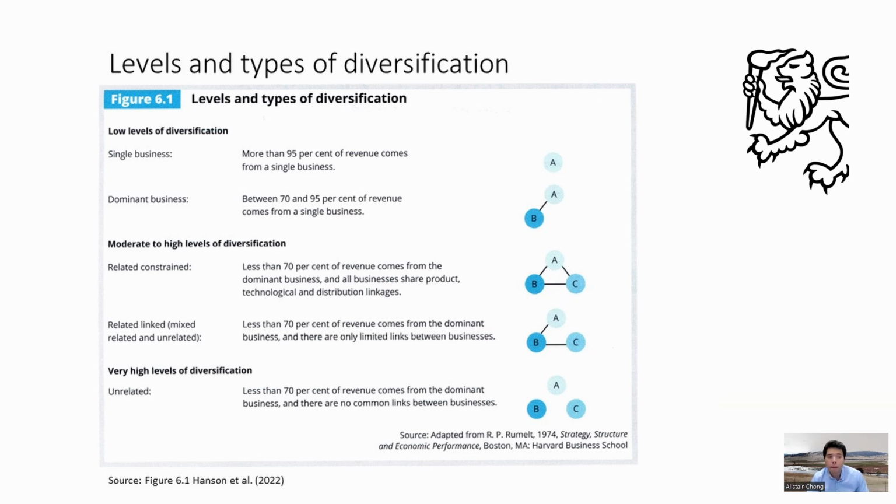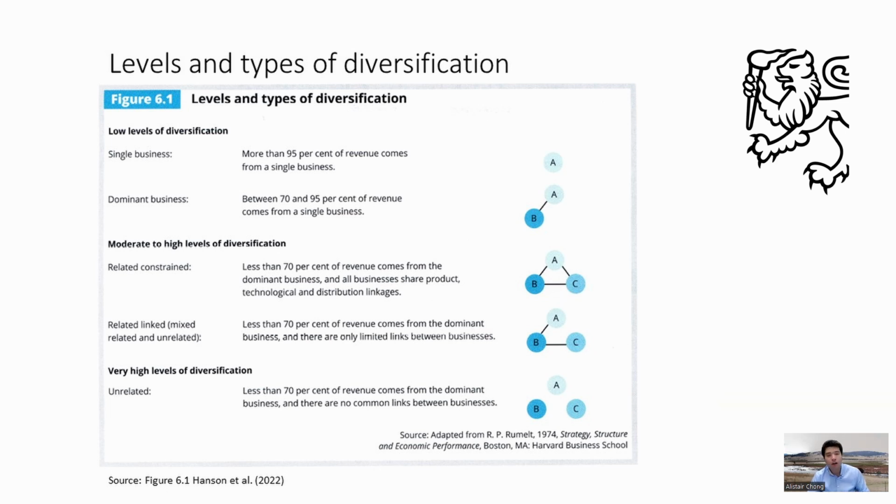We then talk about moderate to high levels of diversification. So you can see how we're starting to add in components to the diagram in terms of related constrained diversification, as well as related linked diversification. So less than 70% of your revenue comes from the dominant business. And in related constrained diversification, we look at all businesses sharing product, technological, and distribution linkages.